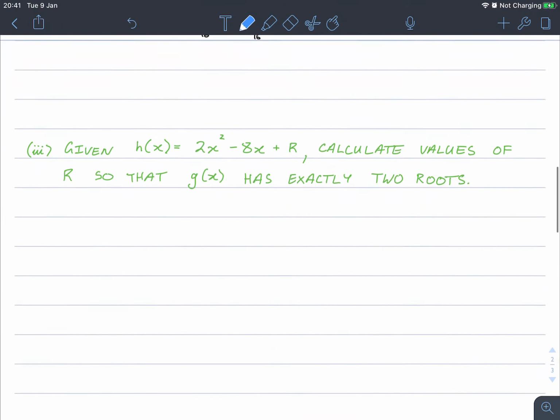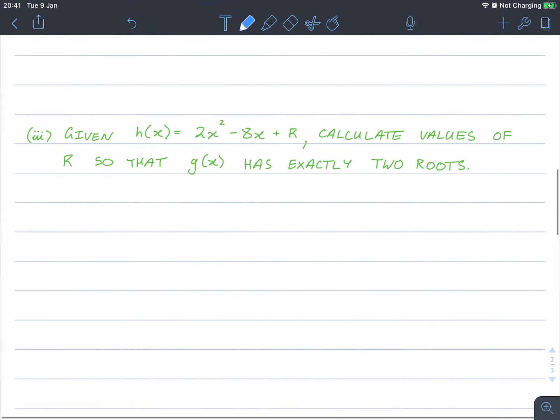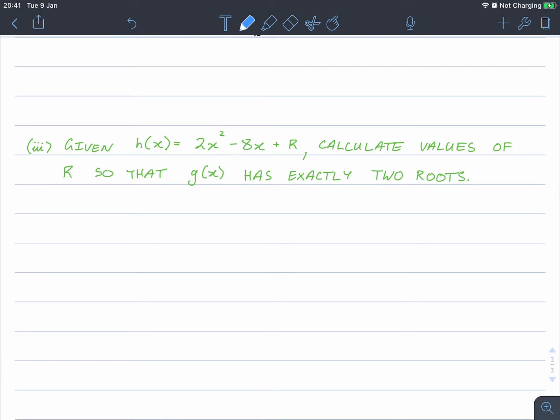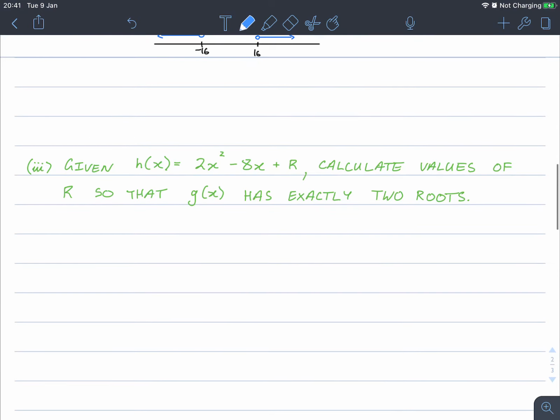Let's do one more question here. Given h of x equals 2x squared minus 8x plus r, calculate the values of r so that h of x has exactly 2 roots. Actually, I thought I was going to make this no roots, but I'm going to let you try and figure that out yourself later. But let's do this question. We want it to have exactly 2 roots, so once again, we want to let delta be greater than 0.